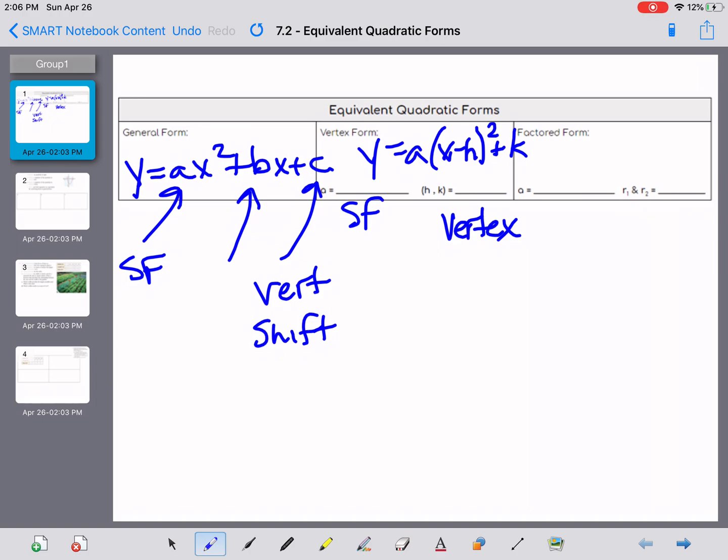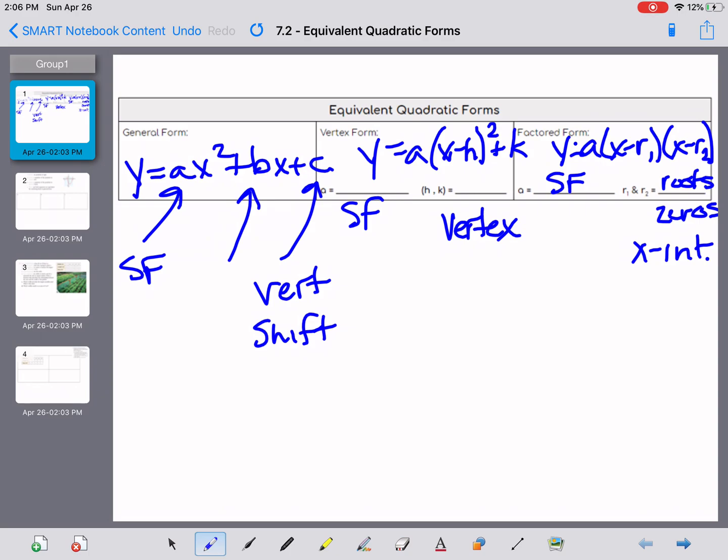Last one, factored form, y equals a(x minus r1)(x minus r2), where a again is the scale factor. That makes it either narrower or wider, and then r1 and r2 are the roots, the zeros, or you can also call those the x-intercepts of the quadratic, which again, there could be 2, 1, none of them. So it kind of depends what we're given or what we know to be able to give us one of these forms.